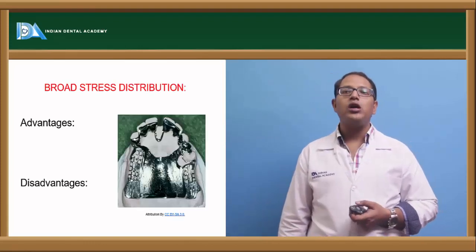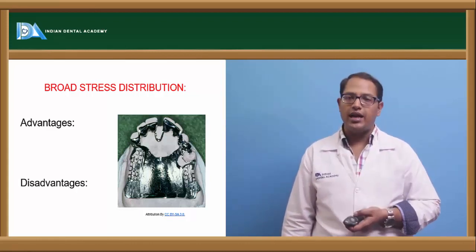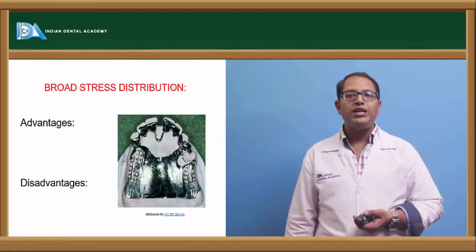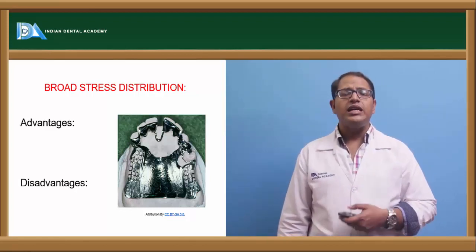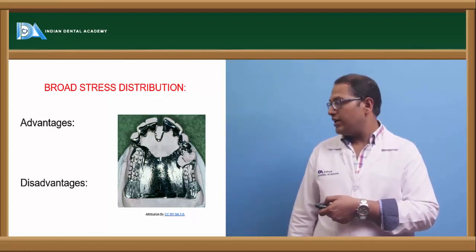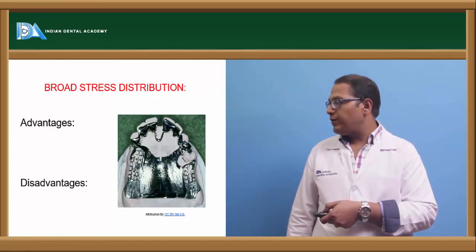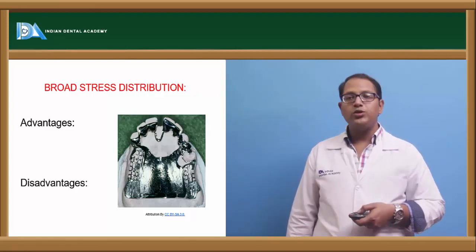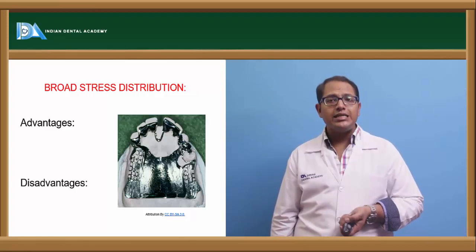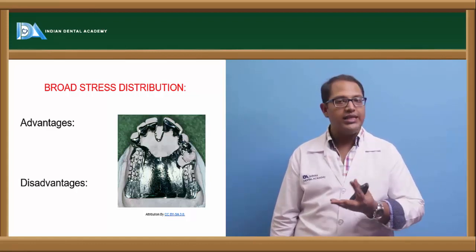Coming to the other one, that is broad stress distribution. It advocates the use of maximum supporting tissue area and the maximum number of teeth for even distribution of stresses. It is achieved by the use of additional rests, direct retainers, and increasing the denture base area. You can see in this case here, there is a big palatal coverage, and this is giving a broad stress distribution. It is advocated in a small principle called the snowshoe effect, where the shoes are very big, the surface area is increased, so stability is also increased.